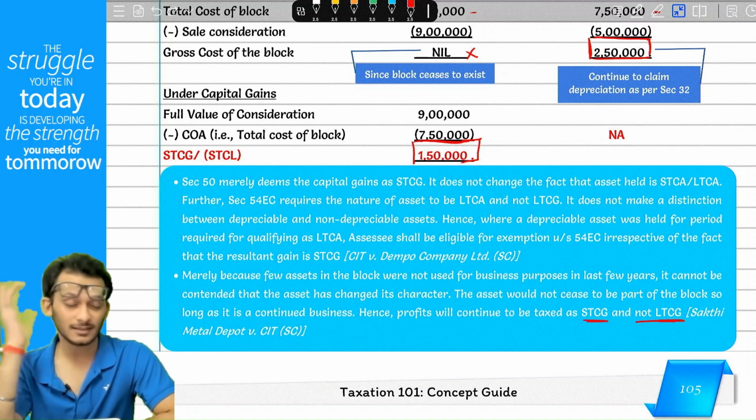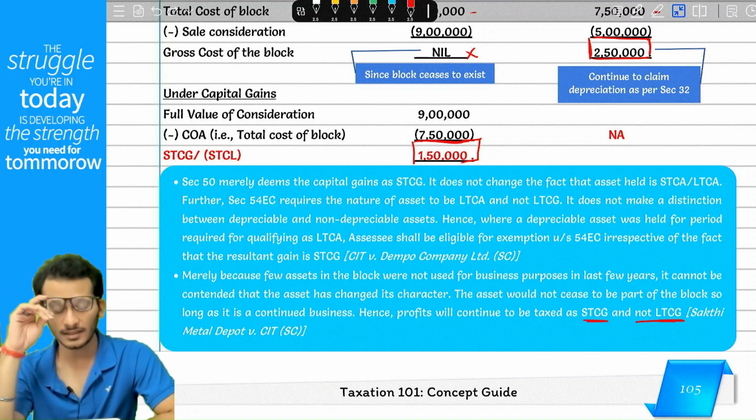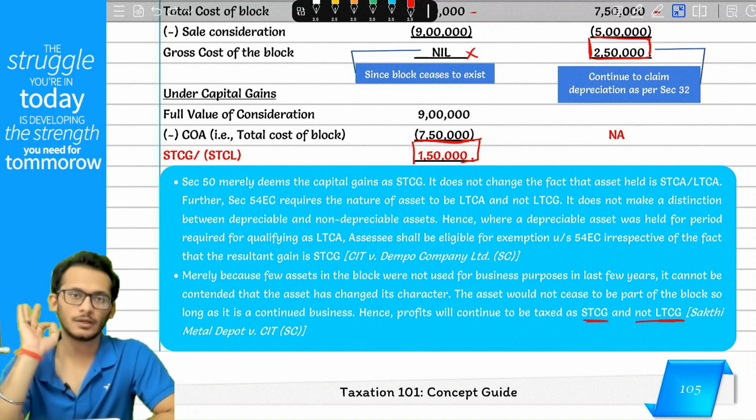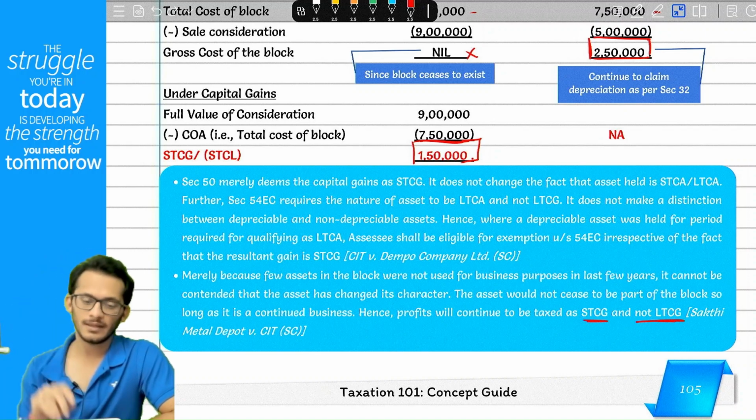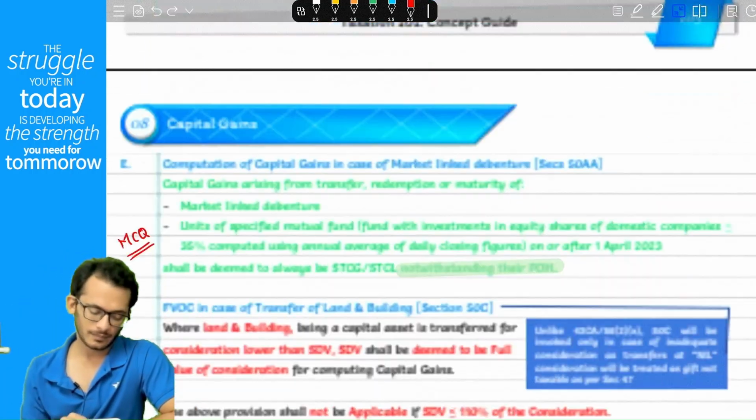I am only talking about gains. I am not talking about the asset. Asset is still a long-term asset. The gains alone is a short-term gains. Why is it relevant? We will discuss later.